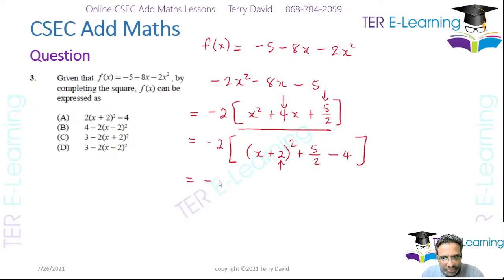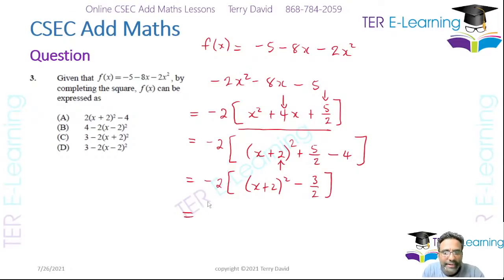So then this is going to be minus 2, open brackets, x plus 2 squared. And I'm going to say 5 over 2 minus 4. I'm going to use my calculator for that. 5 over 2 minus 4, and that's going to give me minus 3 over 2. So this here is going to be minus 3 over 2.